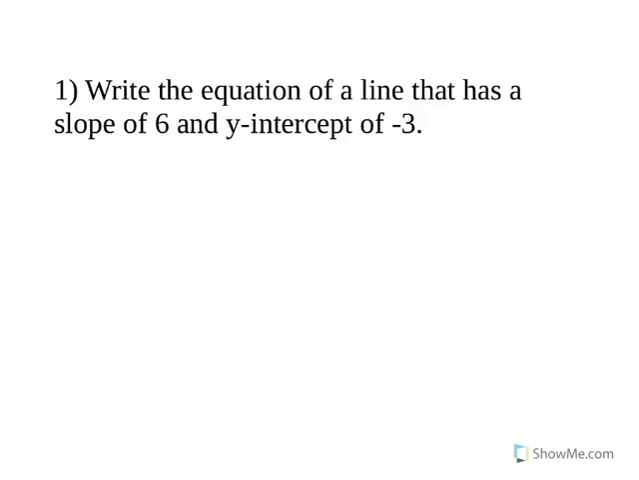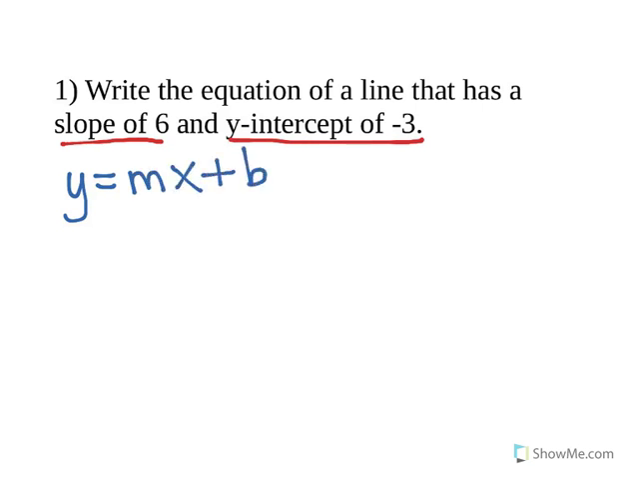Write the equation of a line that has a slope of 6 and a y-intercept of 3. So we're given the slope and we're given the y-intercept. So we know that's a tip-off that we're going to be using the slope-intercept form. And then we just go ahead and substitute what we have.